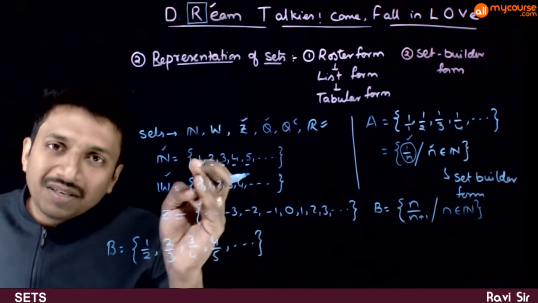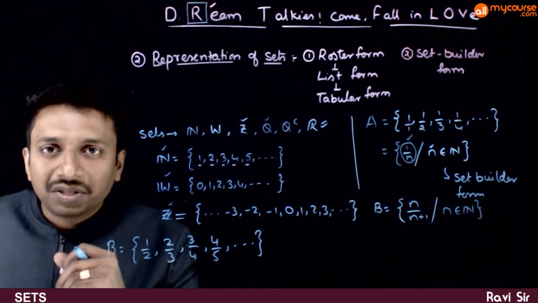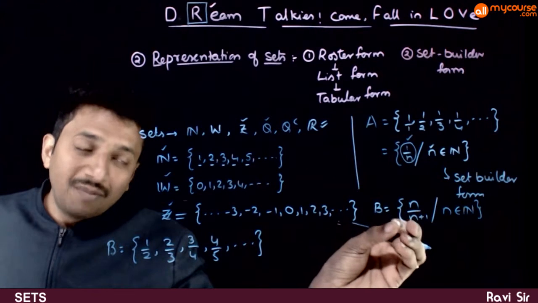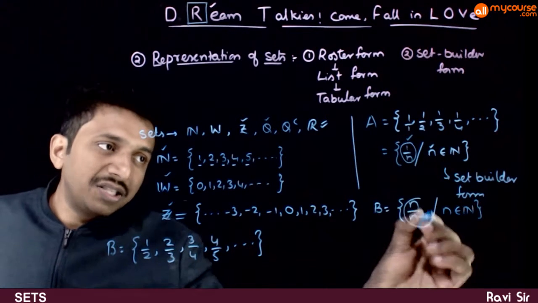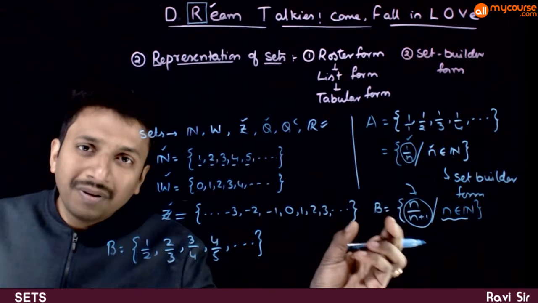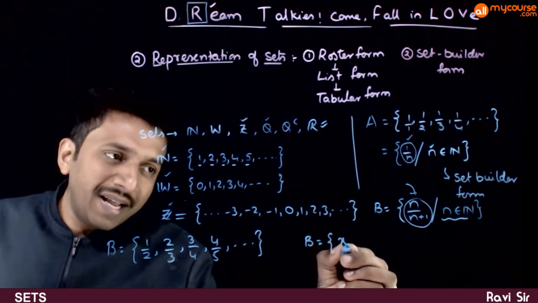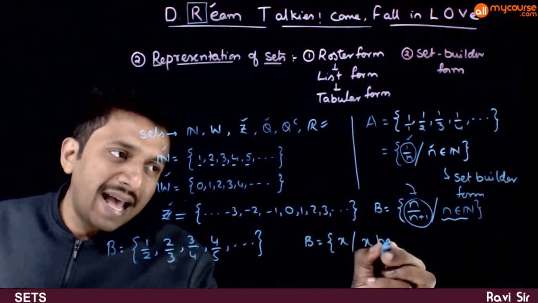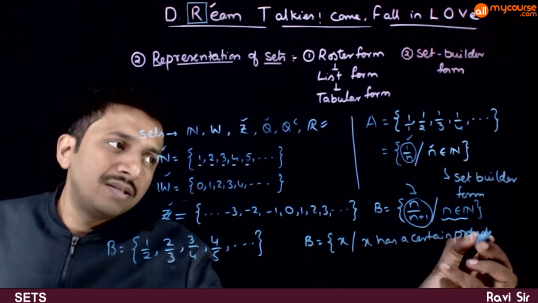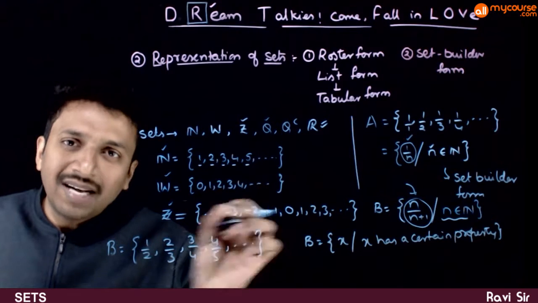If you write the elements sequentially, one after the other, if you list all the elements, that type of representation is called roster form. If you exhibit the property of the elements of this set, then such representation is called set builder form. The form of set builder form is nothing but, in the flower bracket, the element x such that x has a certain property. This is how the set builder form of a set looks like.